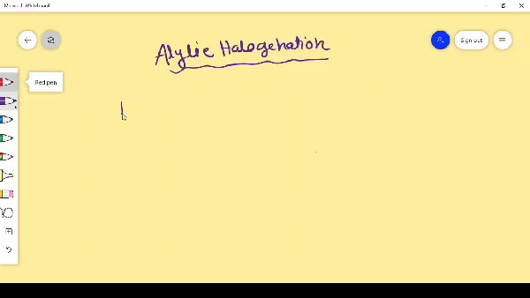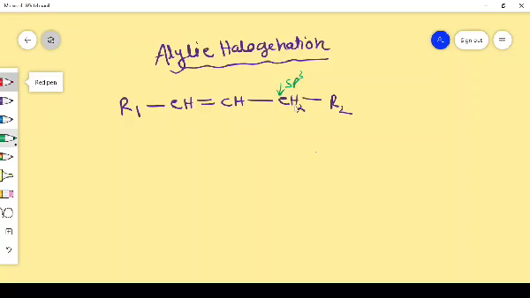Let's say I have an alkene like that, CH double bond CH, CH2R. Look at this sp3 carbon, which is adjacent to the alkene. This sp3 carbon is present in the adjacent position of this double bond, so this carbon is called the allylic carbon, or allylic position.